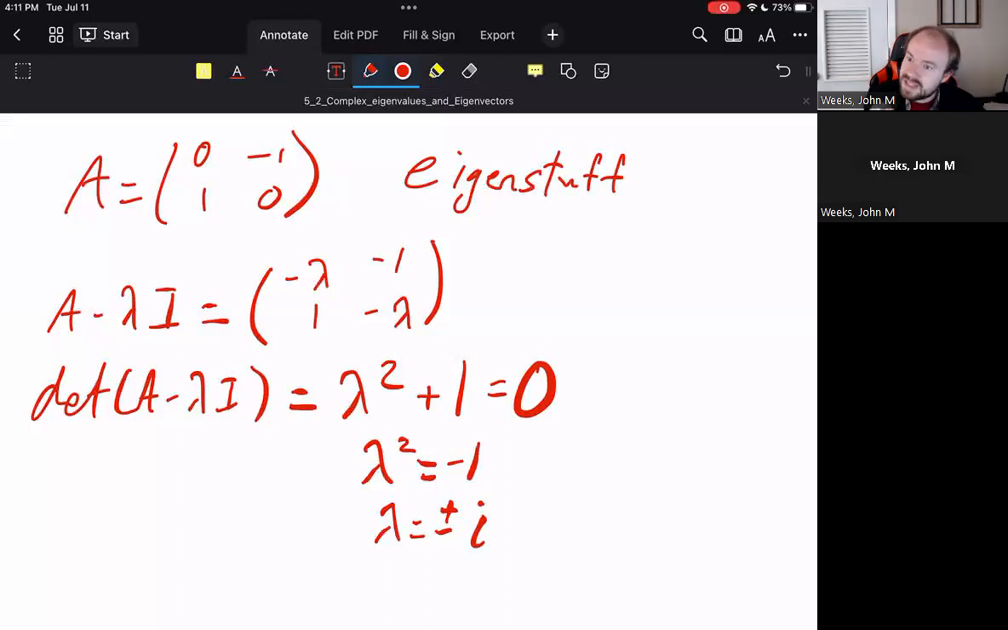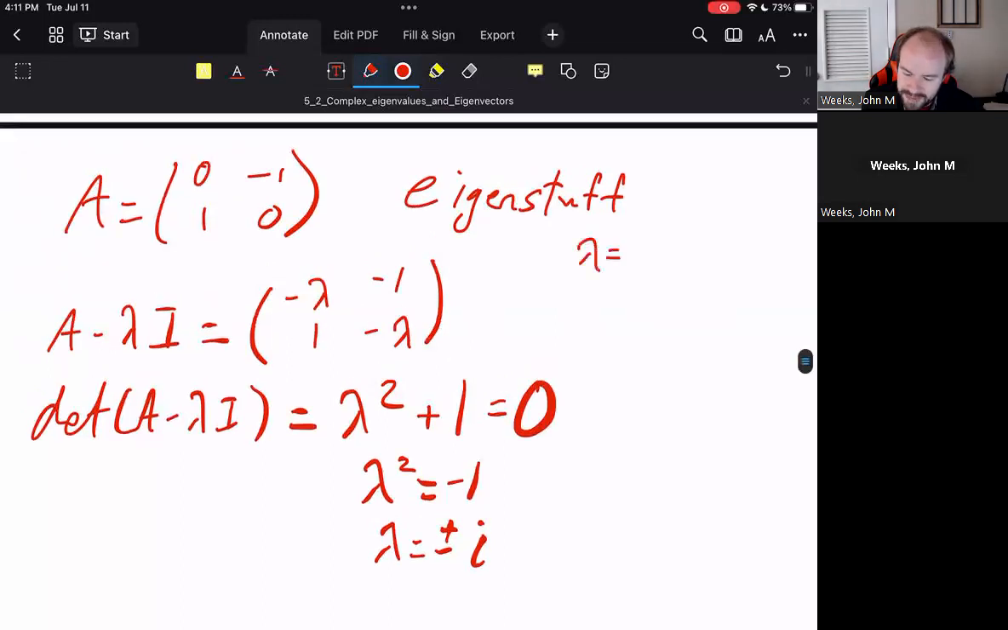So first things first, let's actually try and find eigenvectors for each of these. Let's try to find an eigenvector for lambda equals i. So if we're going to do this, we're going to be plugging an i in for lambda, and we would like to try and solve the equation.